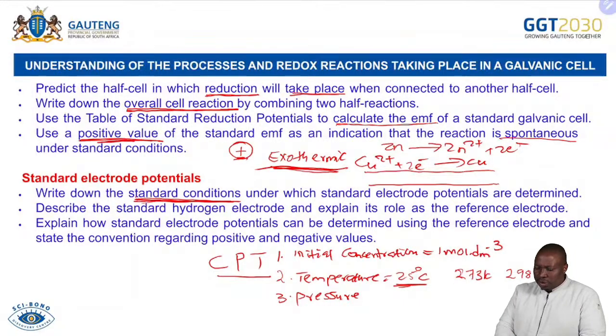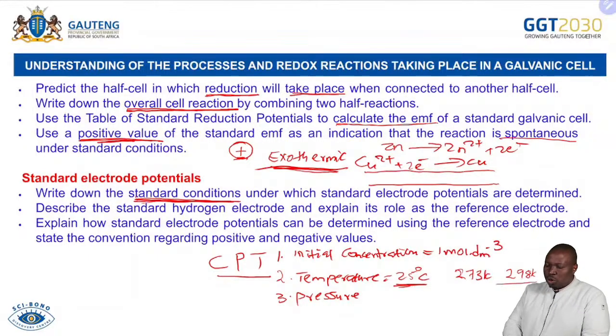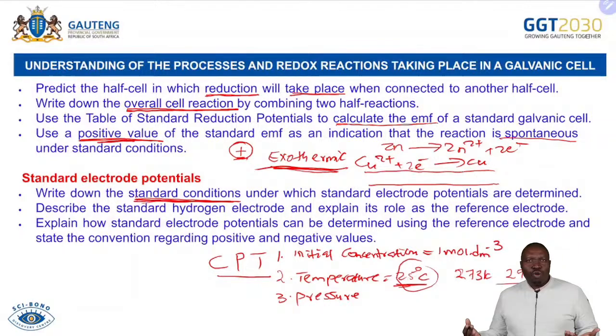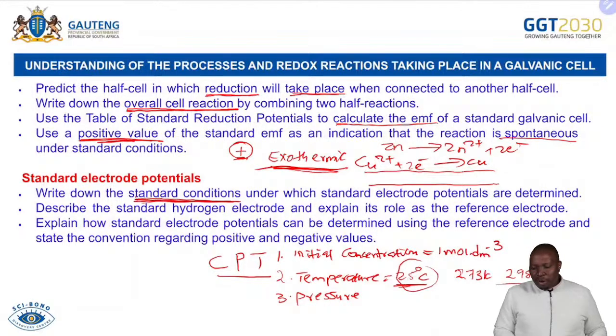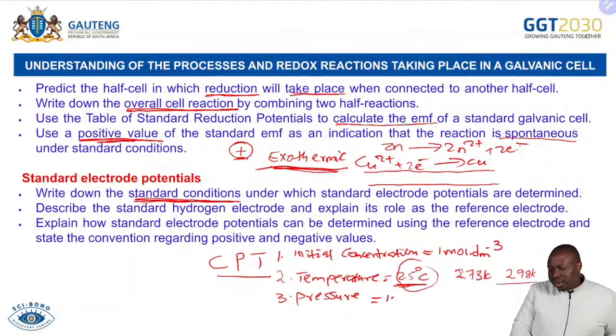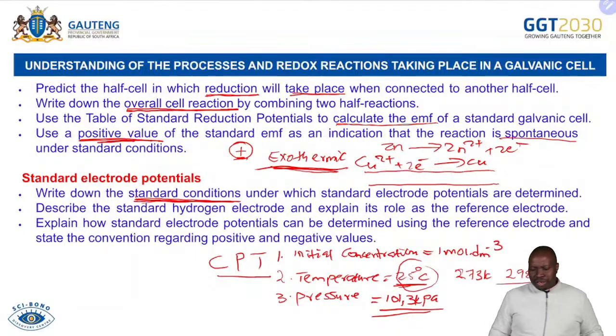So it means now standard temperature is 298 kelvins or 25 degrees Celsius. You can just stay with 25 degrees Celsius, which is our room temperature. And our pressure is 101.3 kilopascals, even in your data sheet. So you can go to the data sheet and look for pressure. It's 101.3 kilopascals.